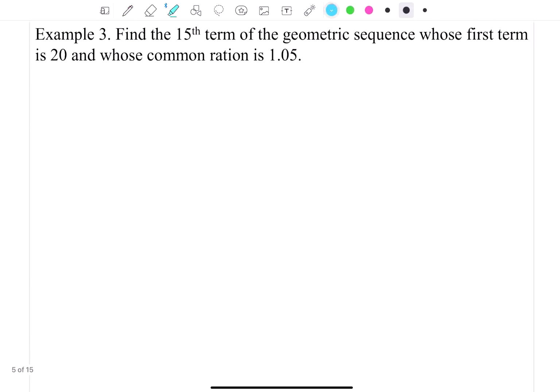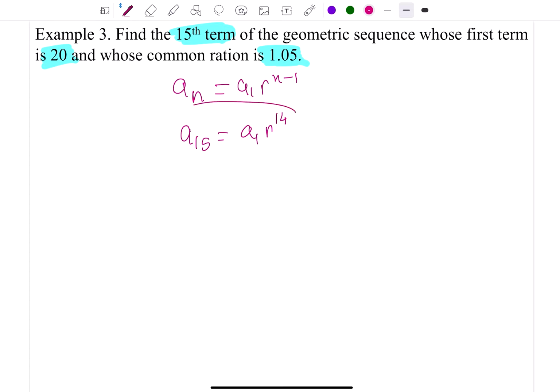Find the 15th term. We want to find the 15th term of a geometric sequence whose first term is 20 and the common ratio is 1.05. So for the 15th term, the nth term formula is a1 r to the power n minus 1. So a15 would be a1 r to the power 15 minus 1, which is 14. Now all we have to do is to find the 15th term.